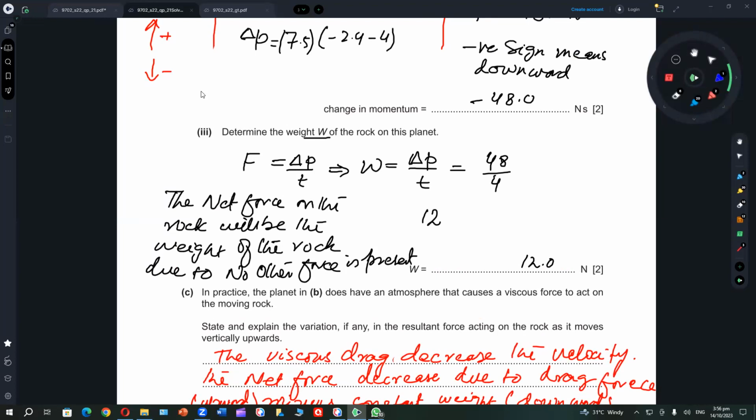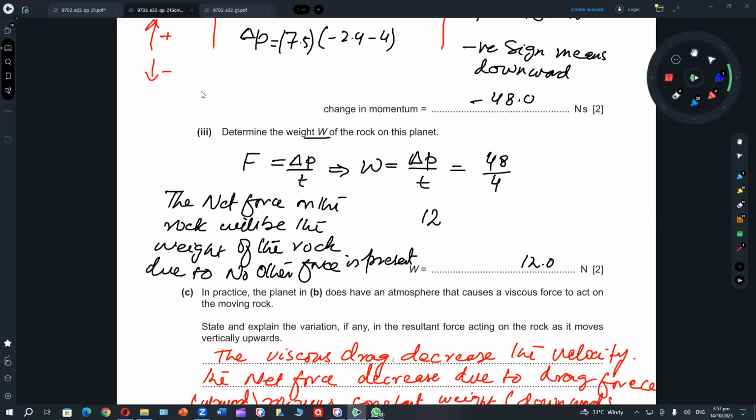Second approach is this, that you can use F is equal to impulse upon time. As the object is moving on the planet and there is no other force, no viscous drag, then we can get it from this position. F is equal to delta P upon T, impulse upon time, and we can use this for our calculation.